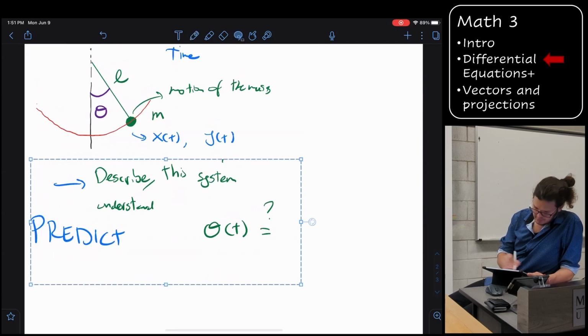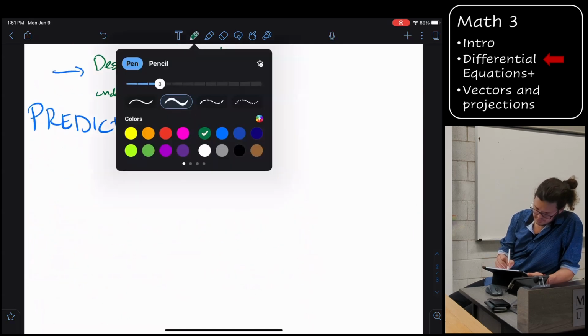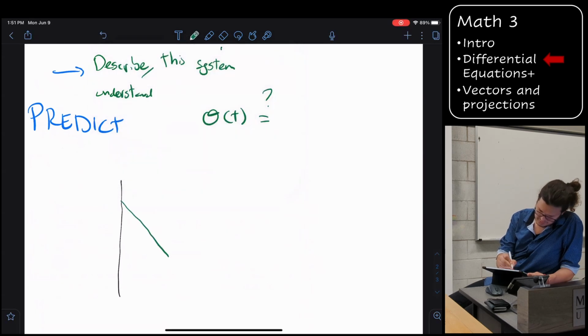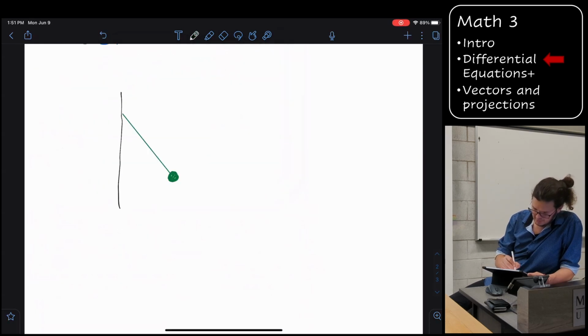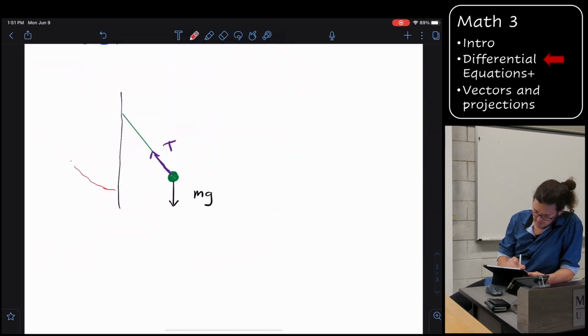Let me move. Okay, no, let's make another diagram here. You have your system in here. And you can think that you have two forces acting on the system. The force of gravity, that is going to be mg, and you have the tension of the rope. And then your thing is swinging in this way.